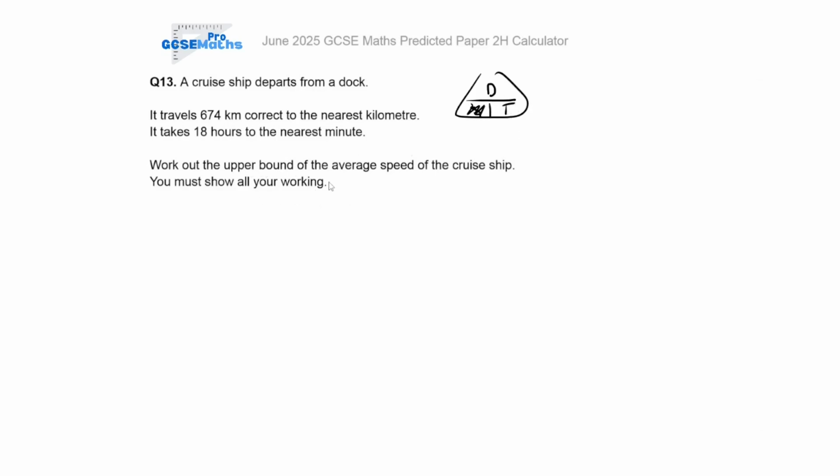Now, we want the upper bound of the speed, so the biggest possible speed. So I would need to divide the biggest possible numerator, which in this case is the distance, isn't it, by the smallest possible denominator, which is the time. So do you see how I need a combination of the upper bound of the distance and the lower bound of the time? So the upper bound of the distance is fairly straightforward. To the nearest kilometre is just going to be another half a kilometre added on, isn't it?